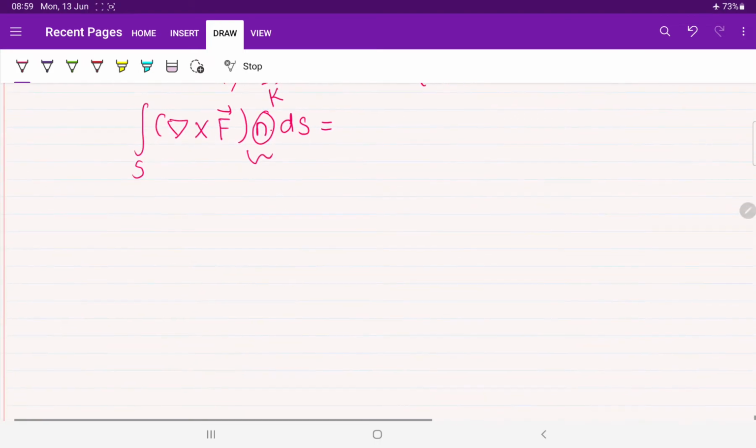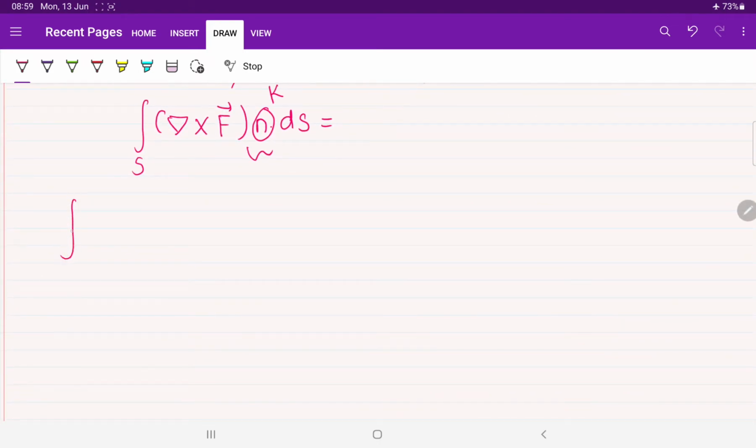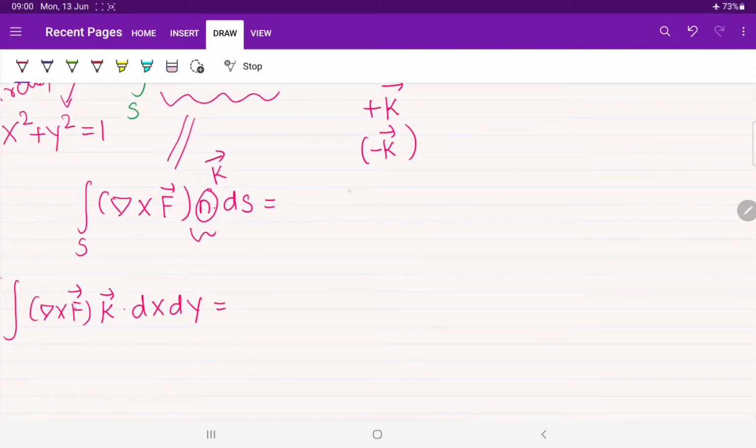Okay, let us start writing the solution for this. Surface integral of del cross F we are going to do now. Surface integral means we know it can be a double integral, and n vector can be replaced by k vector, dot dS means dx dy. We will be considering two portions here. So from here, how can we bring the answer?